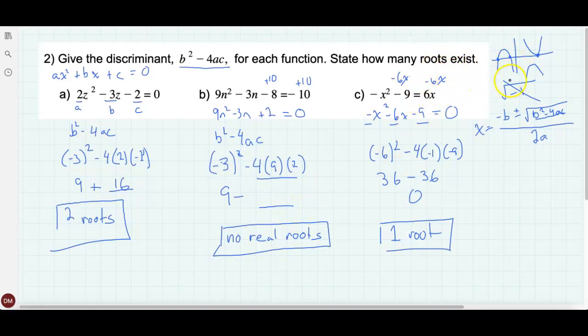All right, and basically that shows all the different scenarios, and if we were to graph these, we would see visually that this one here actually touches the x-axis exactly once. This one here doesn't go through it anywhere. And then this one, it looks like it goes through twice, something like that. All right, that's that.